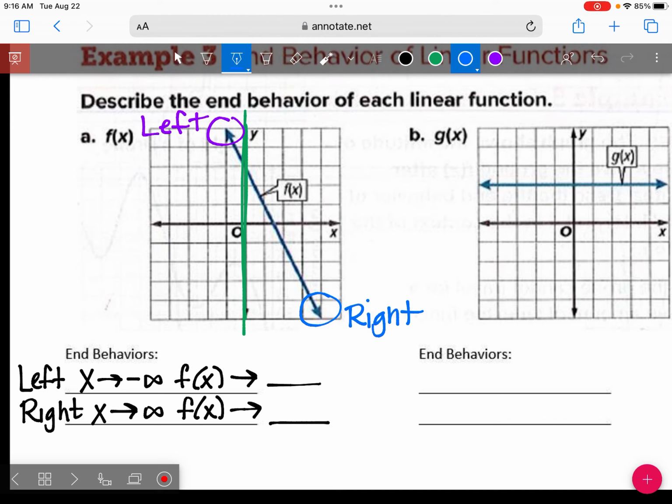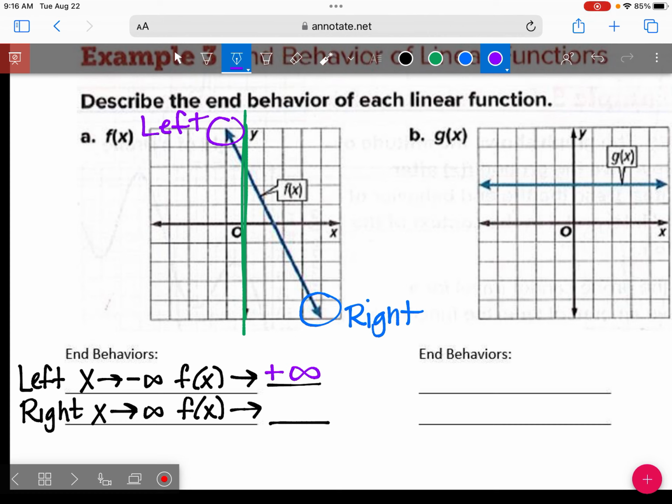So the graph has two ends. It has two arrows. So what is it doing on the left? What is this arrow doing? Is it going up? Is it going down? Or is it going straight? It's going up. So that means on the left, because it is increasing, you're going to put a positive infinity.